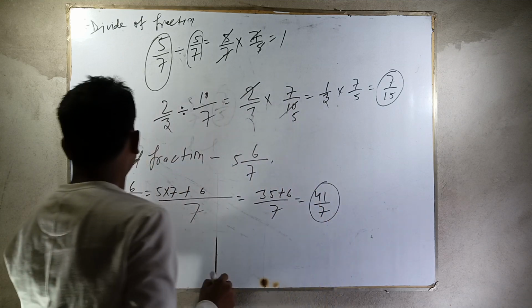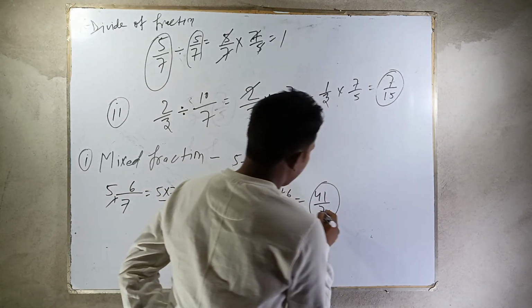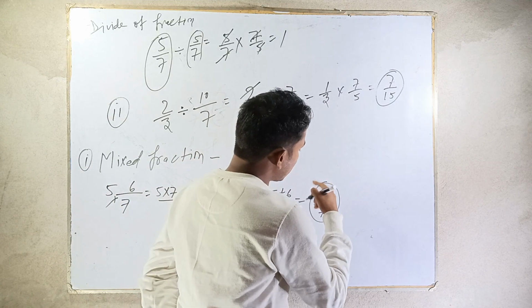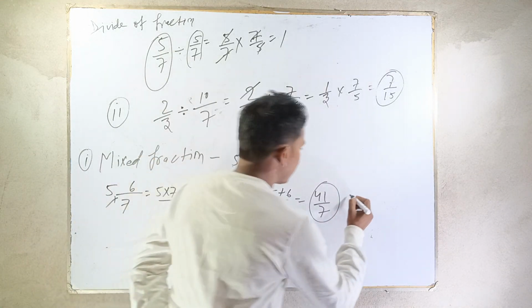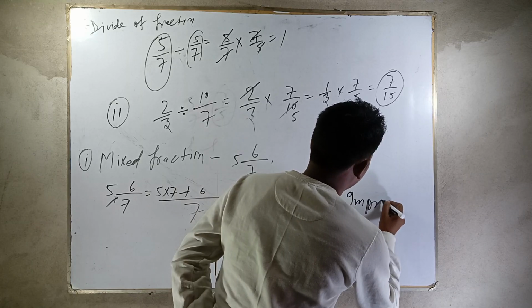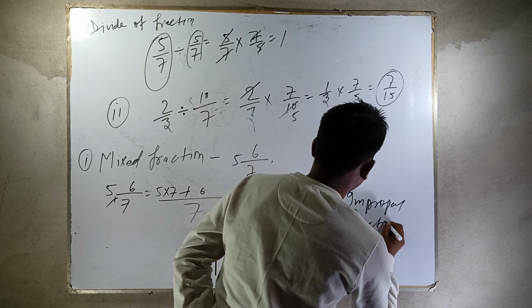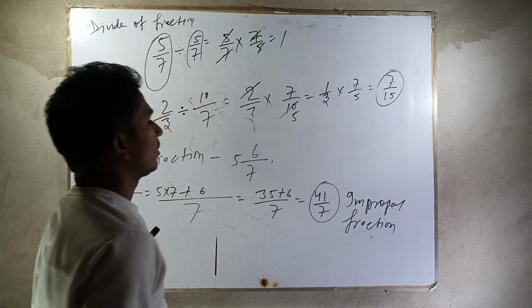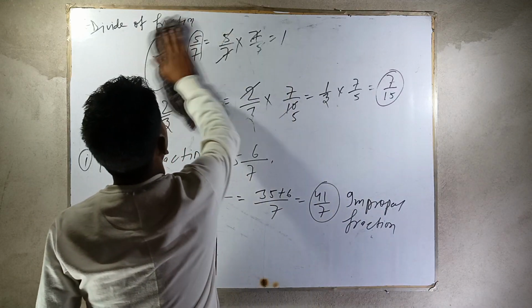This is how a mixed fraction is converted into an improper fraction, because I know that when the numerator is greater than the denominator, it is called an improper fraction. So this one is an improper fraction. Like this we can solve.